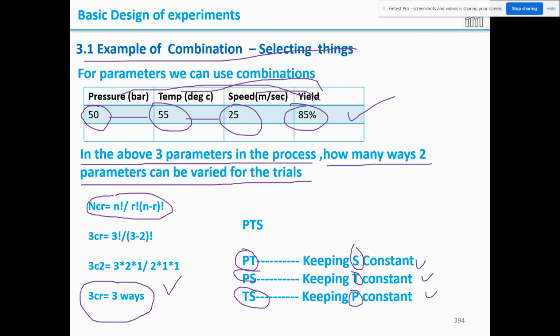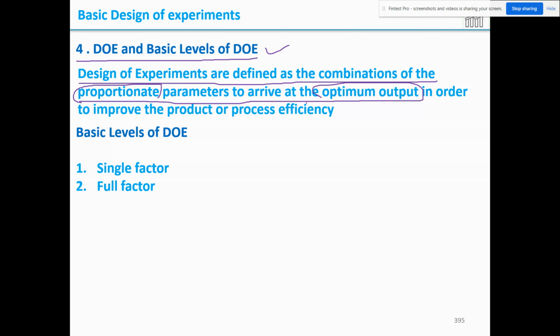That means pressure, temperature, speed are proportionate, or there is a correlation between all these three parameters with respect to yield. That's why they selected these three parameters. So in what combination if you change, you will get the optimum is nothing but we have to do with the design of experiments. That is what they are telling here. The combination of the proportionate parameters to arrive at the optimum output in order to improve the product or process efficiency.